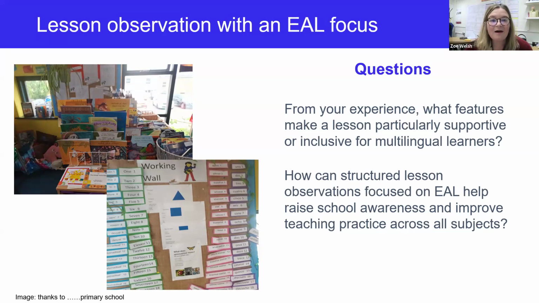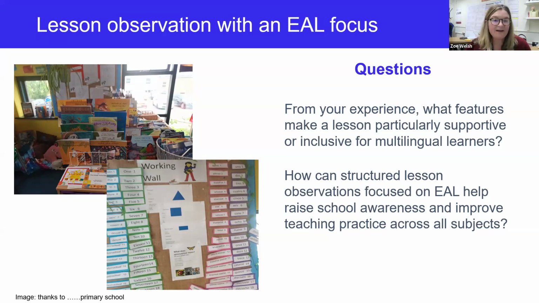But I think other important things about lesson observations in terms of raising school awareness and improving practice are making sure that, you know, it's accountability really, and making sure that teachers are complying, and that if you've got agreed procedures in place, that they are happening, and that if there aren't, what are the barriers, and kind of trying to break down those barriers.